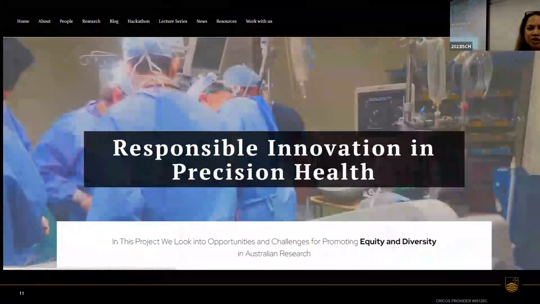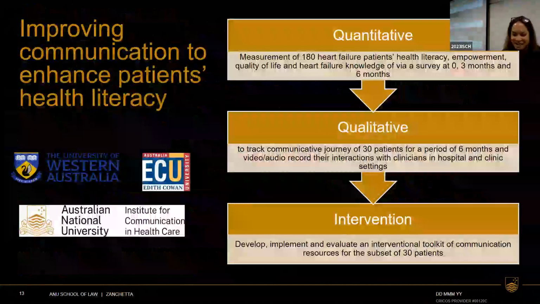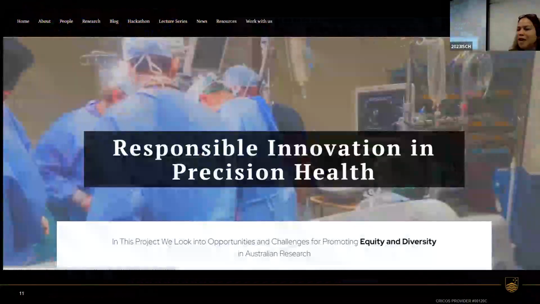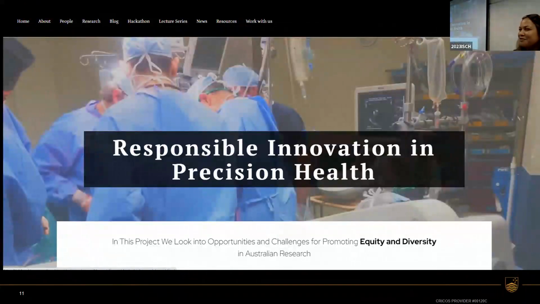And lastly, I just wanted to acknowledge John Viana, who's here in the audience, because he's from ANU's Responsible Innovation Lab, and they're looking also at how do we promote inclusive health research.